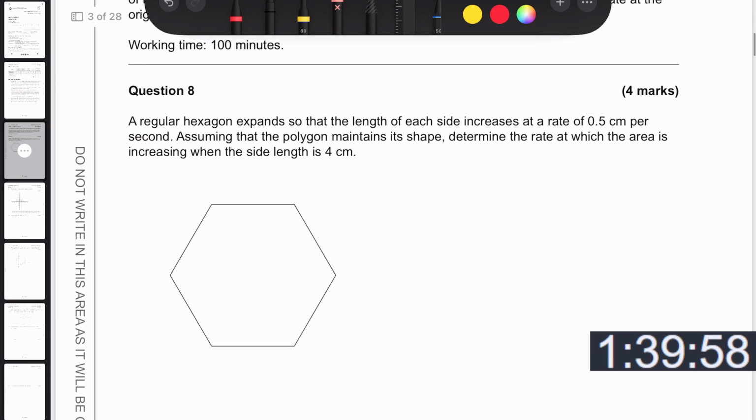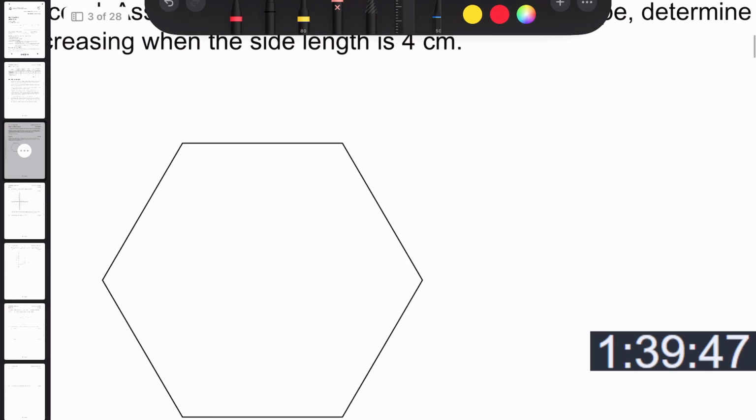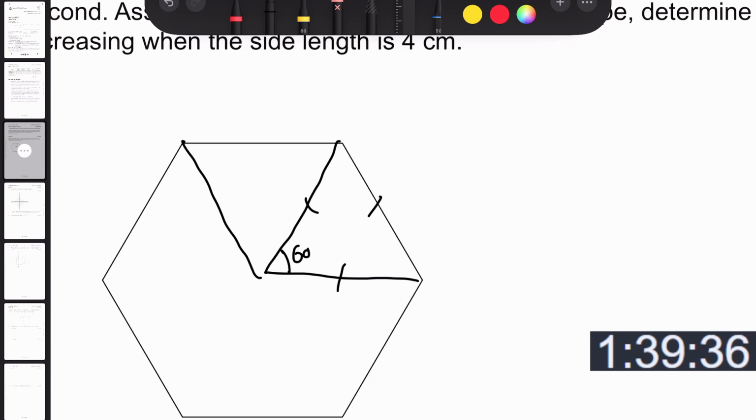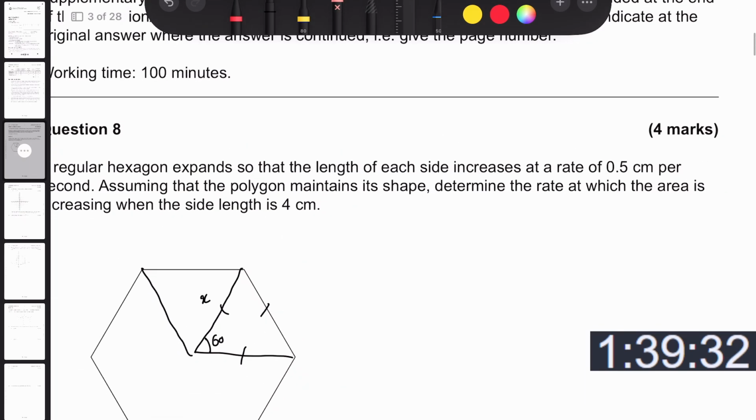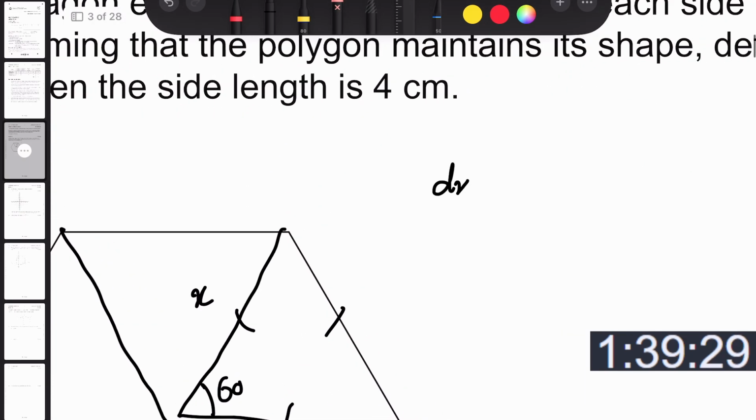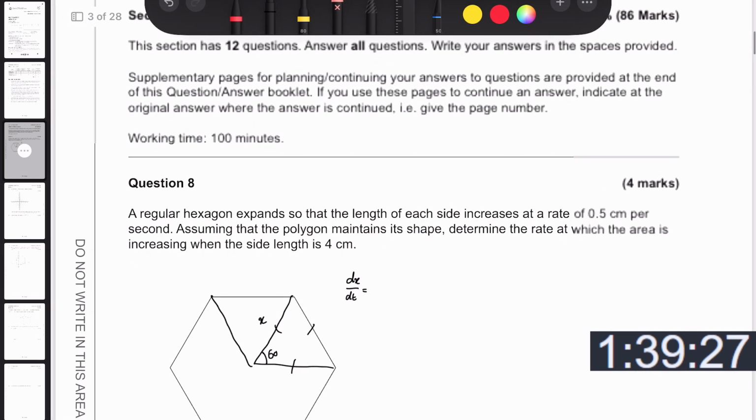A regular hexagon expands so that the length of each side increases at a rate of 0.5 centimeters per second. Determine the rate at which the area is increasing when the side length is 4 centimeters. Okay. So these are all equilateral triangles. So this will be 60 degrees. So let's call this x. So we know that dx/dt is going to equal 0.5.